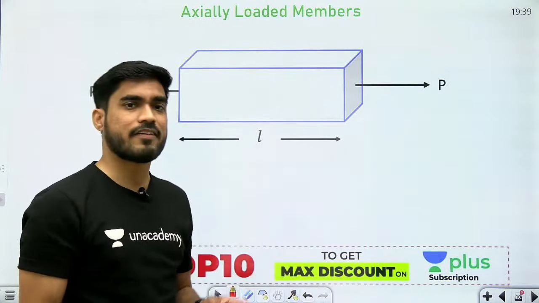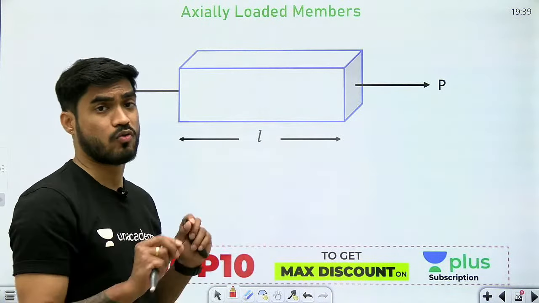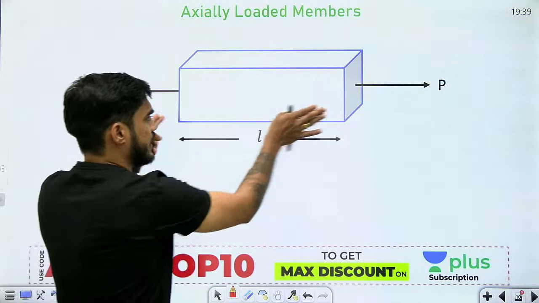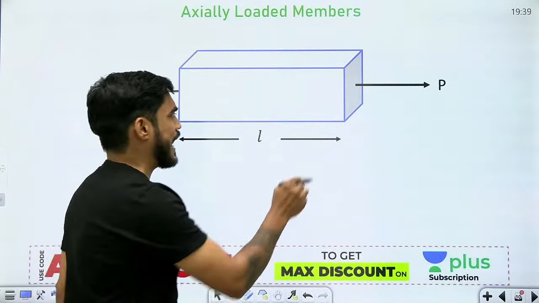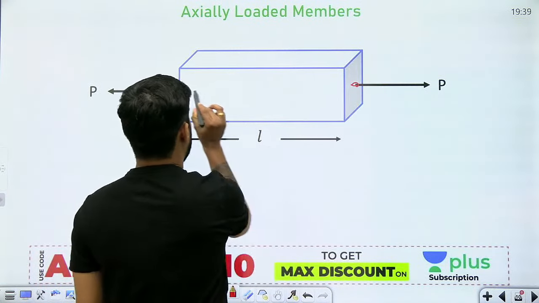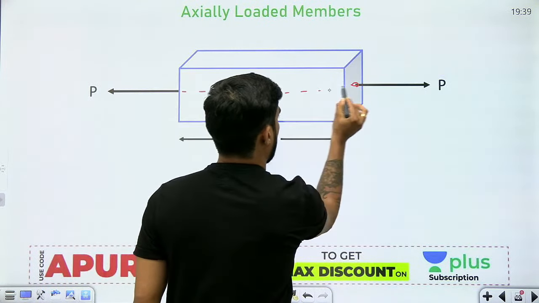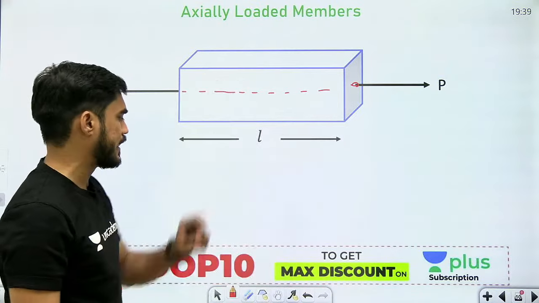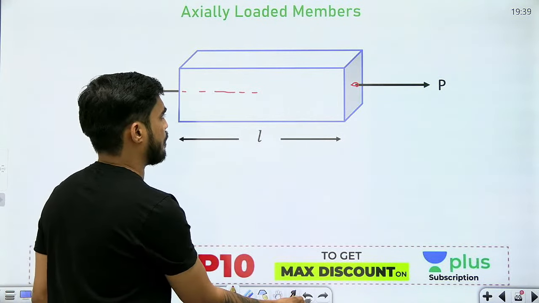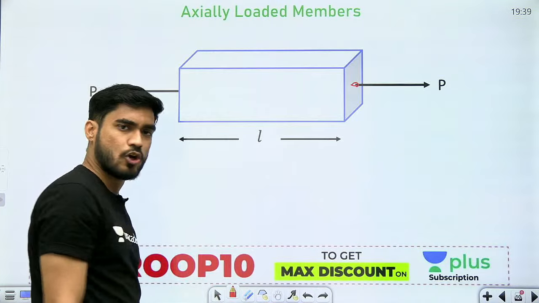Yes, and we started with the axial load. What is axial load? If this is a slender member, then the axial load is the load acting along the length of the member, right? This is the load acting along the length of the member. So this is known as axial load.